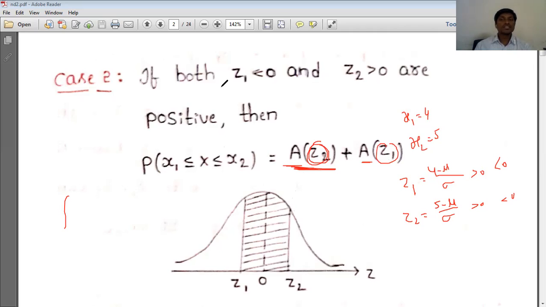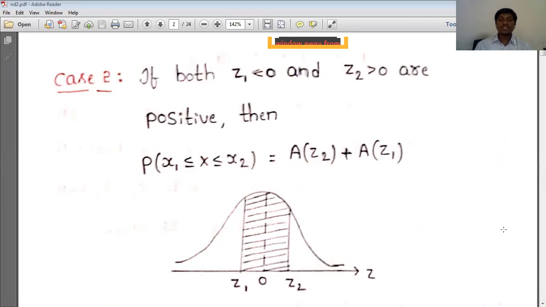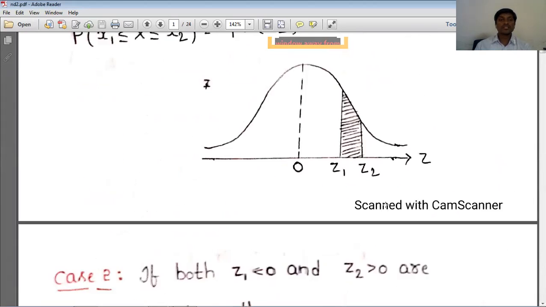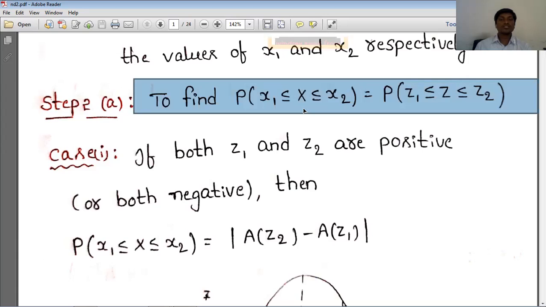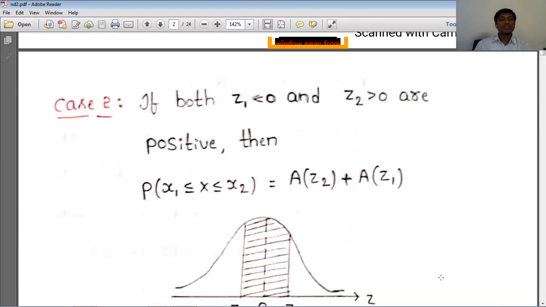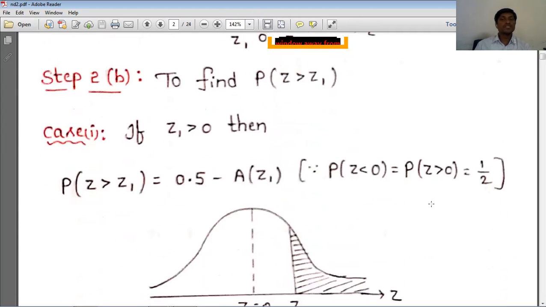These are the two cases, this is step 1. You need to remember that P of x1 less than or equal to x less than or equal to x2 is equal to P of z1 less than or equal to z less than or equal to z2. If both are positive, use case 1; if both are negative, use the second case. Next, step 2: P of z greater than z1. Suppose they ask to find only P of x greater than x1.